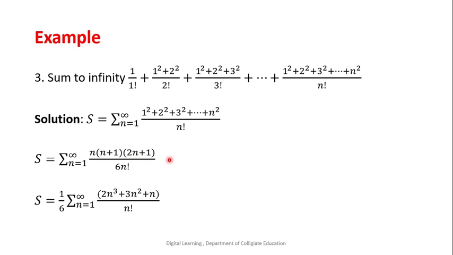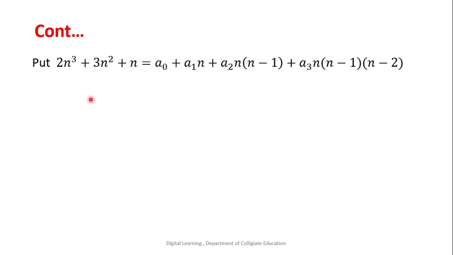Here we have to simplify the numerator. We get 2n cube plus 3n square plus n divided by n factorial. Numerator is of degree 3. Therefore, we write 2n cube plus 3n square plus n as a0 plus a1 n plus a2 n into (n minus 1) plus a3 n into (n minus 1) into (n minus 2), because the power is 3.